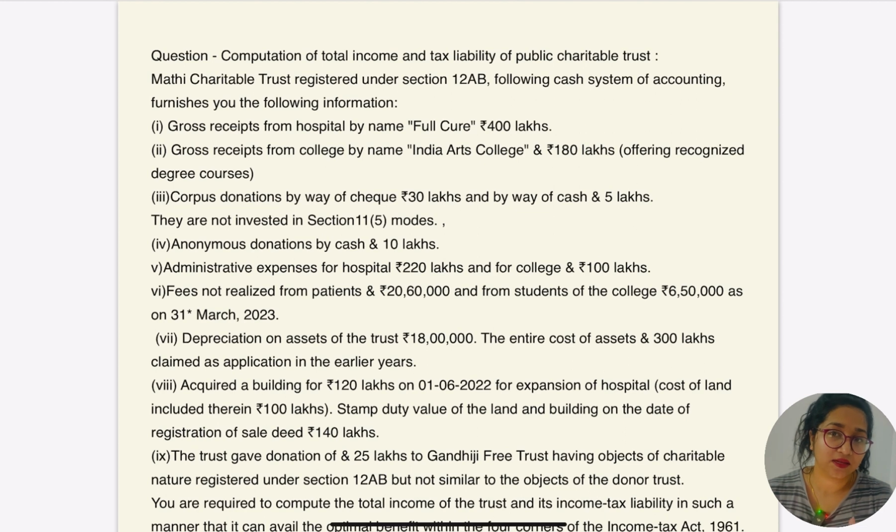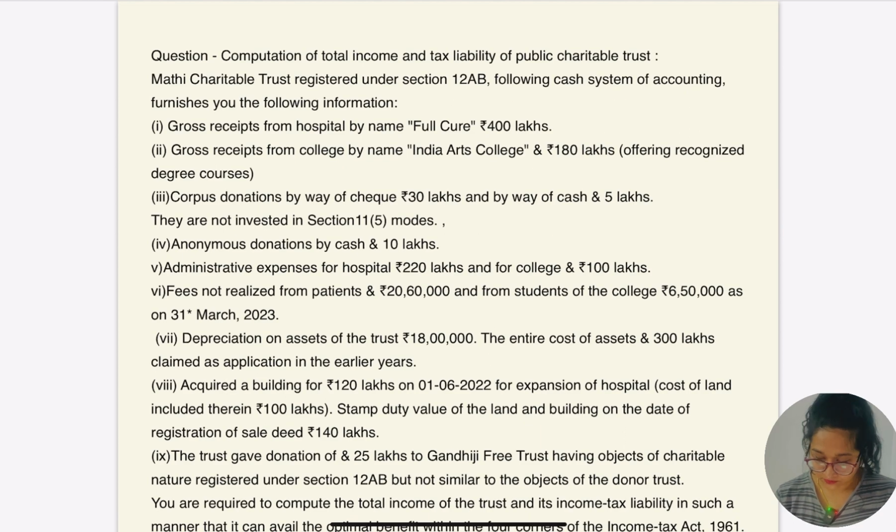So let's resume and complete this chapter, computation of trust, and we are going to do two questions. One very basic question, and the second is going to be based on accreted income. That was a question which actually came in our previous year question papers. So let's go for it, guys.